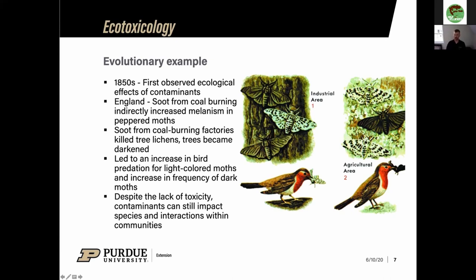And what was going on here is that these moths in the industrial area, if they were white or light-colored, they would stand out more in the background and then be consumed by these birds. So this was actually an effect on predation. Okay, by this contaminant getting into the environment, it wasn't directly toxic to the moths or influencing the birds directly. This is all an indirect effect of the background of the soot and how that influenced how these individuals stood out in the population. So we actually see that these populations were evolving different frequencies of these different colorations as a consequence of the contaminant. So again, despite this lack of toxicity, the contaminant still impacted the species interactions within these communities.